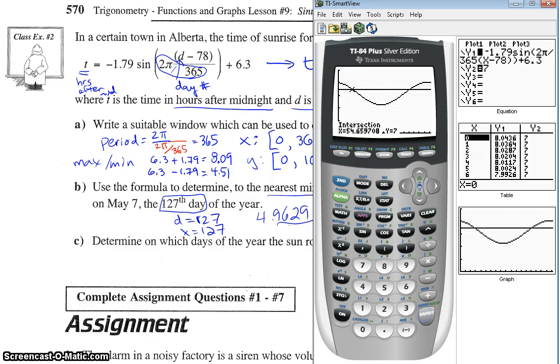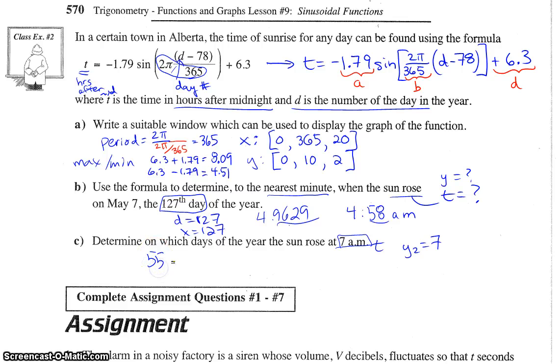Okay, enter. And all right, so we get 54.65. Okay, so I would probably keep that as, let me think, sun rose on the 54th day, it would be a little bit later, and then 55th day, it would be a little bit earlier. Okay, so we'll just round it accordingly, which will say 55 days. So the 55th day, okay, and then we'll find that other one.